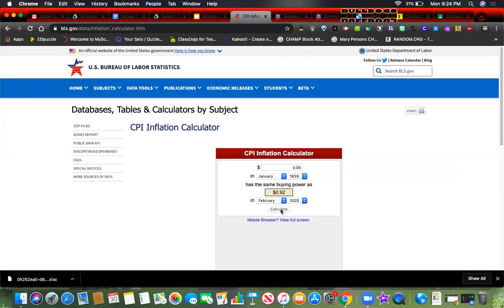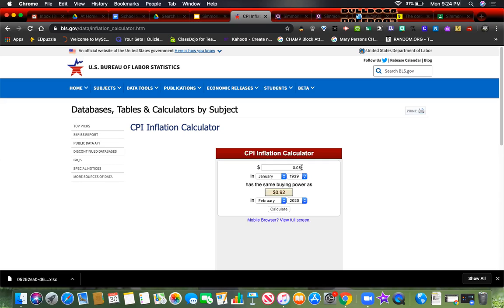Now, is that an exact replica? No. Because prices change on different things, and the inflation is not exact, but you can see that somebody who had a nickel back then basically has a dollar today.